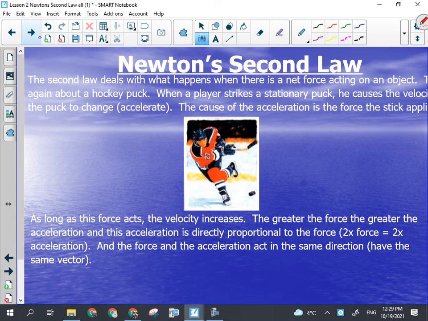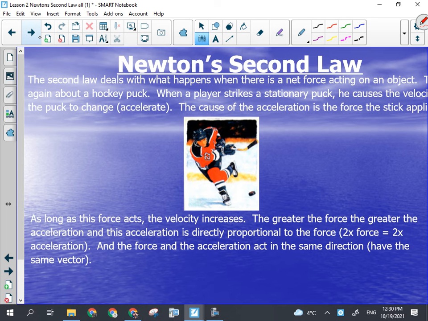Again, we're assuming perfectly frictionless ice and all that kind of stuff. So if he hits it, the puck accelerates as long as the force is being applied. Once the puck leaves the stick, that force is gone. Now the net force goes back to being 0, and the puck travels at a constant velocity, in a perfect physical world. Obviously in the real world, once it leaves the stick, it starts to slow down because of friction. Everyone kind of follow me there?